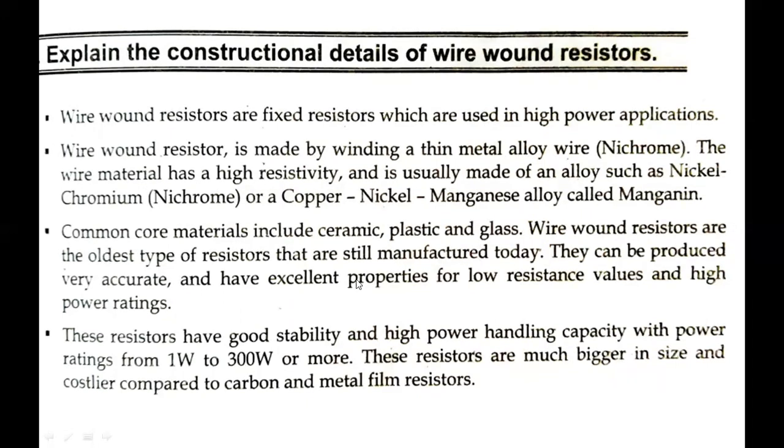Wire wound resistors are the oldest type of resistors that are still manufactured today. They can be produced very accurate and have excellent properties for low resistance values and high power ratings. These resistors have good stability and high power handling capacity with power ratings from 1 watt to 300 watts or more. They are much bigger in size and costlier compared to carbon and metal film resistors. So a wire wound resistor is made by winding a thin metal alloy wire on a core material. Core material can be ceramic, plastic, or glass.